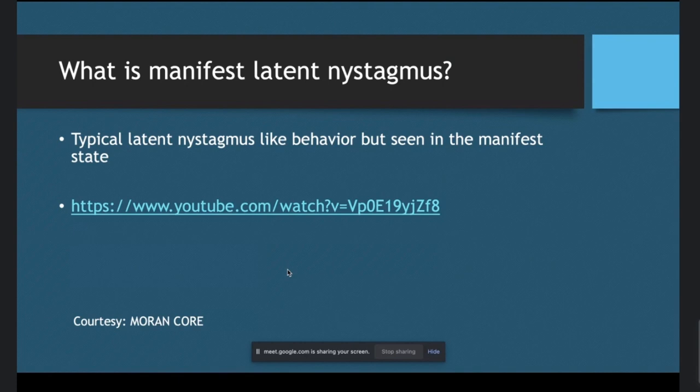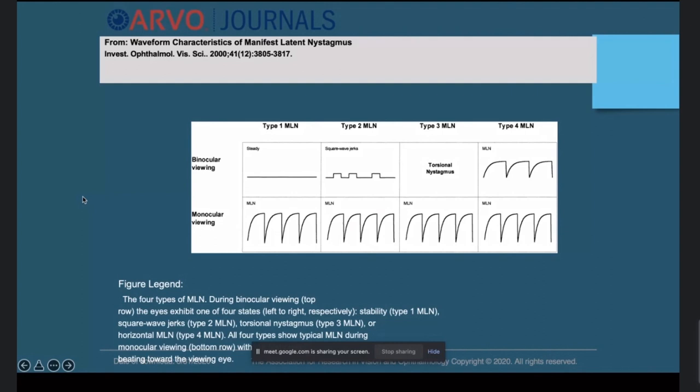All you have to do is to take a good history. Find that this is infantile esotropia with a DVD. This is manifest latent nystagmus. The moment you cover one eye, it is beating away from the occluded eye. It doesn't need any investigations. It's so clear, okay? But this is how patients will be referred, and poor things, they'll be tortured. If you look at what the manifest latent nystagmus waveform looks like, it looks like this. Look at this, like some sort of a sawtooth appearance. Okay, that's what it looks like.